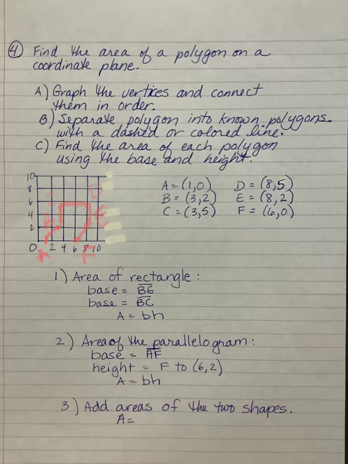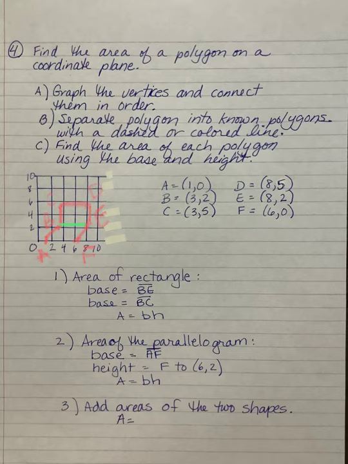Okay, so now I'm going to separate these into shapes. I'm going to do that with a different color. I can draw a line here, this green line, and it will divide my shapes into a rectangle and a parallelogram. That's what I want, because I want to be able to find the area of shapes that I know. I know the formula for area of a rectangle, and I know the formula for area of a parallelogram. So I divided my shape into those two.